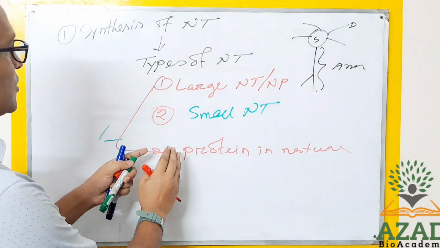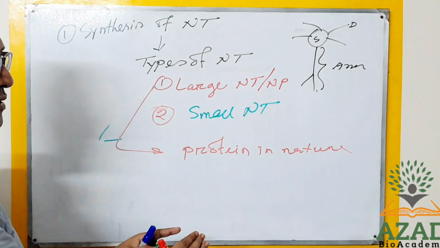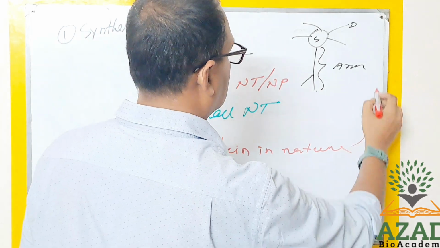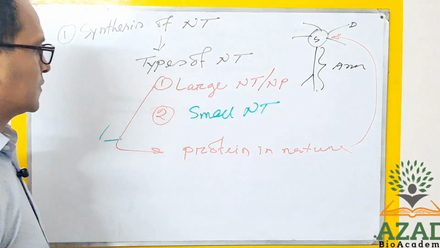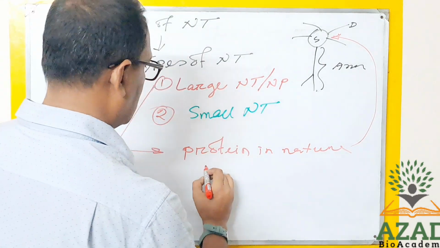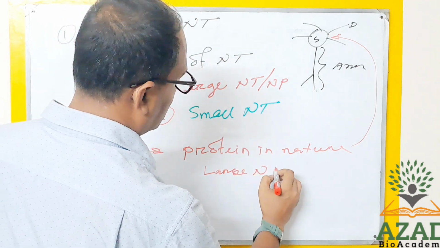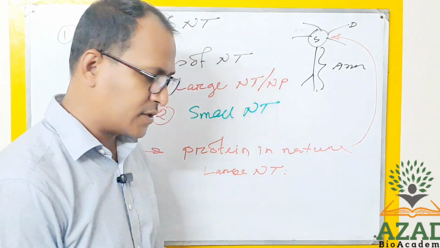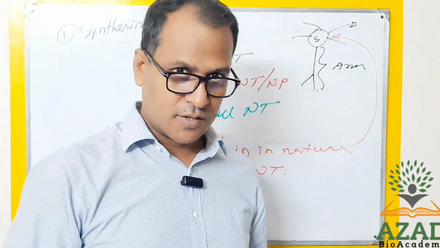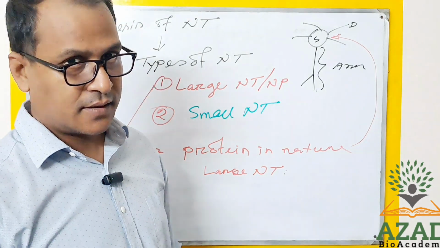So large neurotransmitter or neuropeptides are synthesized within the soma. Okay, so here I will just categorize it in two things: large neurotransmitter. So I already said neurotransmitter, it must carry the message. So protein in nature, and it will act as a neurotransmitter.